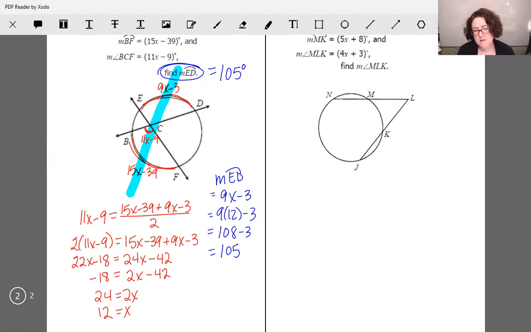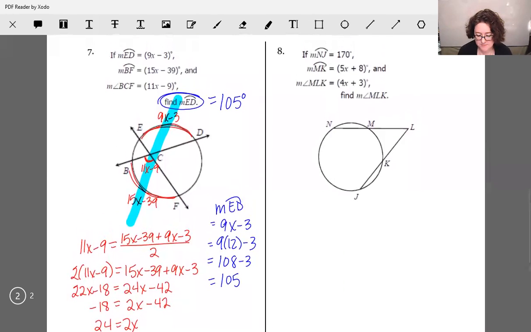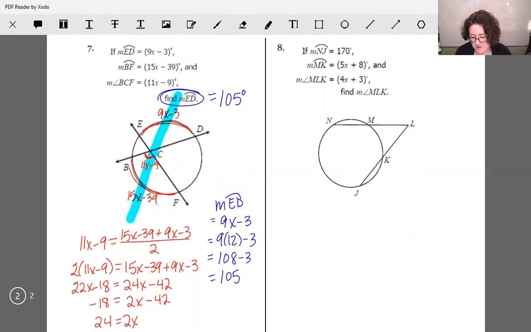Alrighty. Again, a trickier problem with the algebra, but the setup on this one was actually more straightforward. So I have a feeling we're going to have the same sort of thing in our last example. Number 8, they gave us arc NJ, which is 170 degrees. Arc MK is 5x plus 8, and angle MLK gives us 4x plus 3.